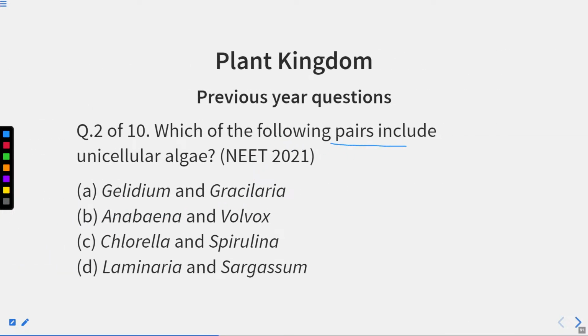Next question. Which of the following pairs include the unicellular algae? Gelidium and Gracilaria; Anabaena and Volvox; Chlorella and Spirulina; Laminaria and Sargassum. Laminaria and Sargassum are not unicellular, they are quite big algae present in the marine environment. Chlorella and Spirulina are both unicellular. Anabaena is filamentous, and Volvox is a colonial form. So these are not the correct answers. Chlorella and Spirulina is the correct answer because these two are unicellular algae.